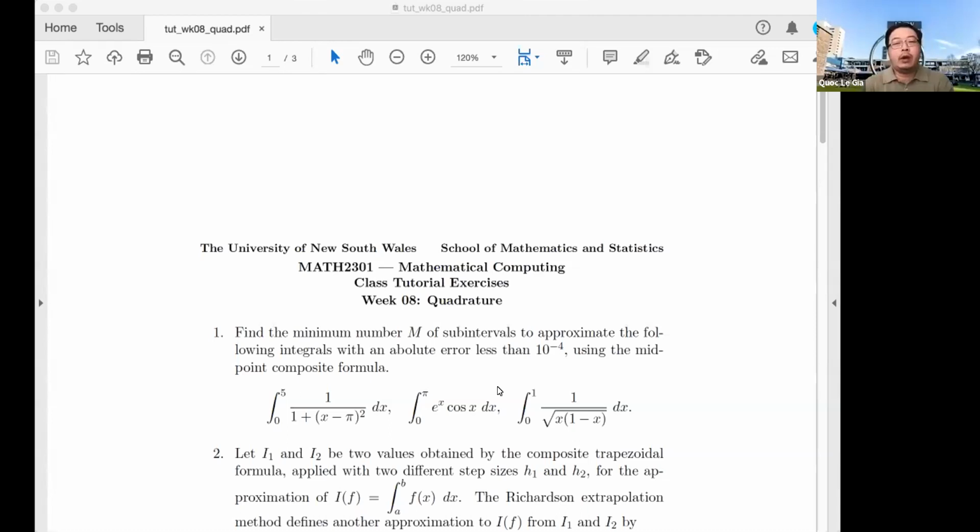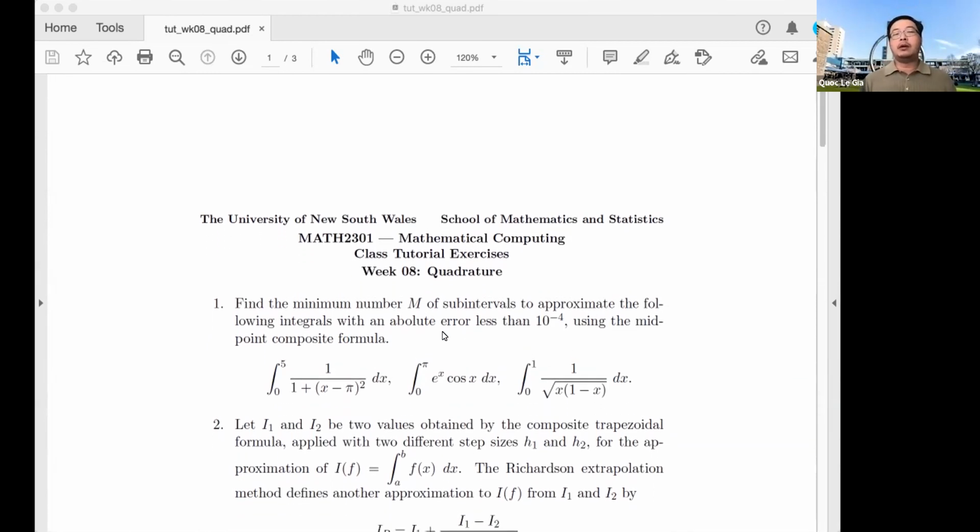Today we are going to do the tutorial exercises for Quadrature. Remember, because we lost one tutorial due to Good Friday, this week we do Quadrature. Next week, initial value problems, and the last tutorial will be in week 11, Monday of week 11. Okay, so now for Quadrature.